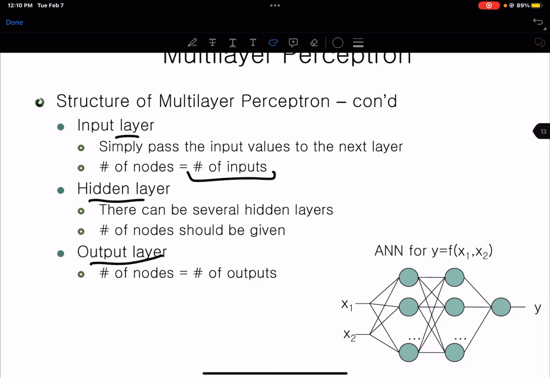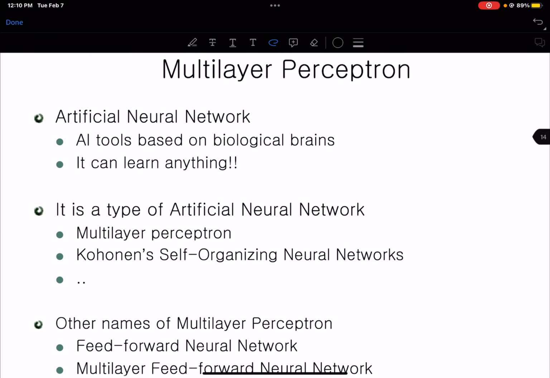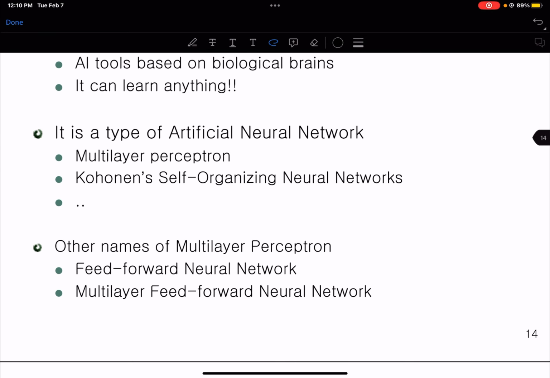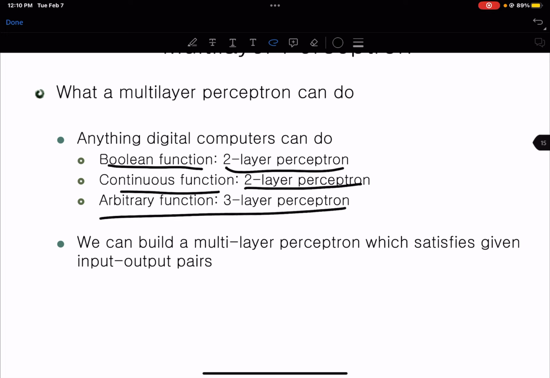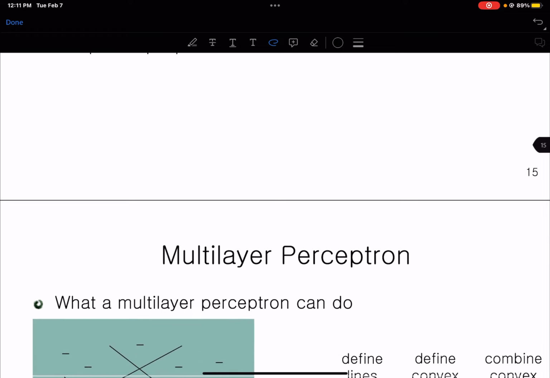And on the hidden layer, there can be several hidden layers, and the number of nodes should be decided in advance. And then you have your output layer, and the number of neurons at the output layer depend on your designed problem. Okay, so for a Boolean function, you can have a 2-layer perceptron. For continuous function, you can use 2 layers, and for any arbitrary function, you can design multiple layers or multiple neurons depending on your problem.